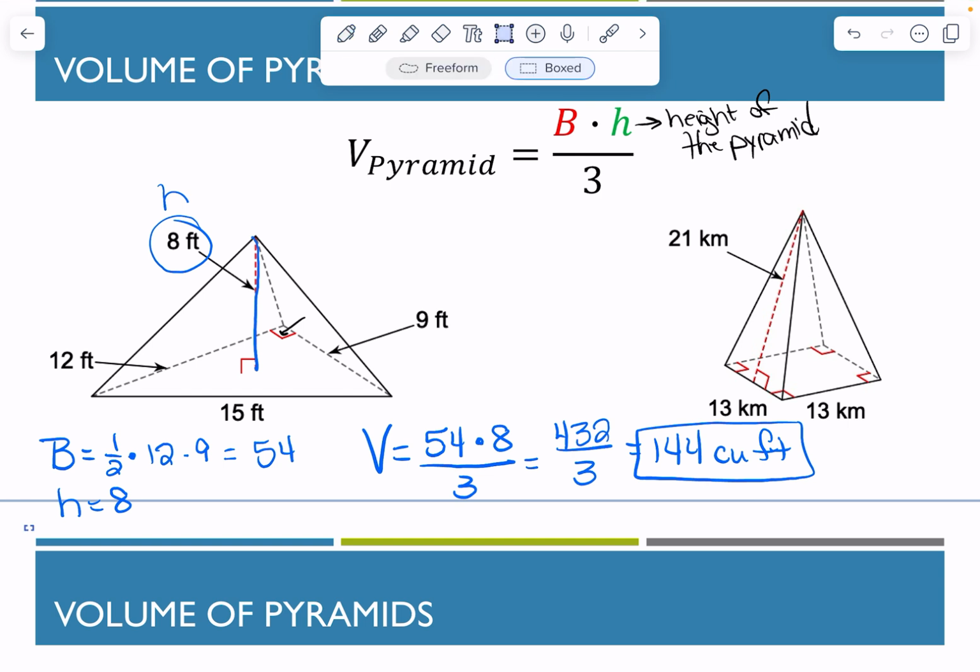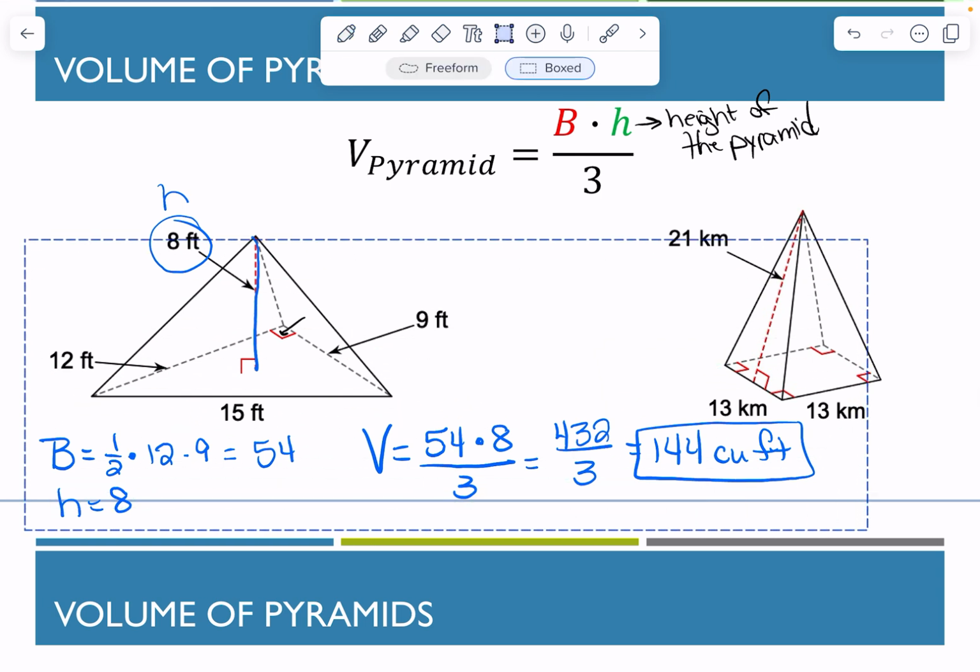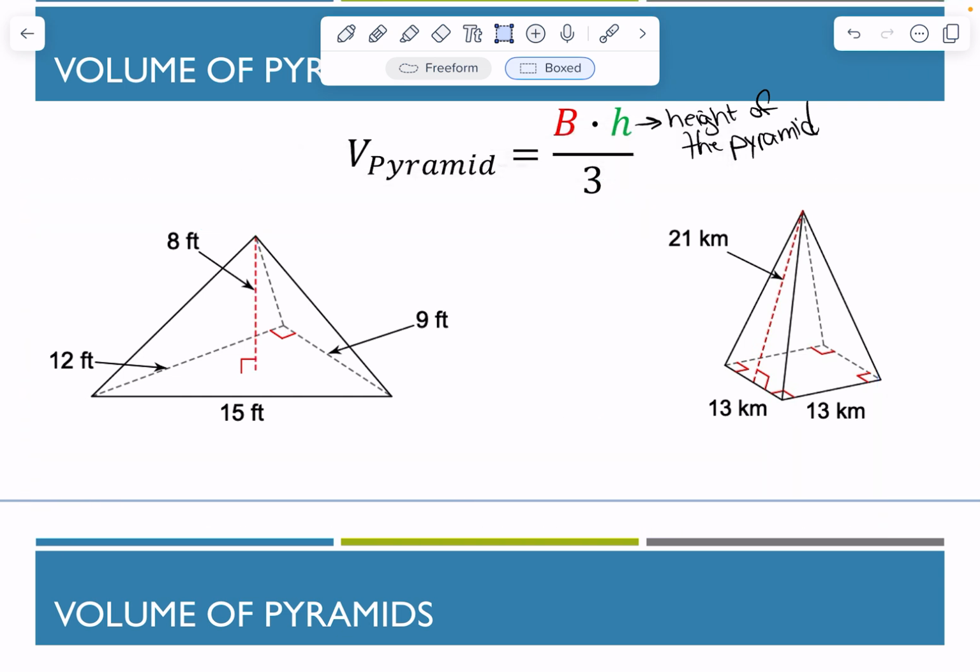All right, so here we go. We're going to erase this up. Now let's take a look at the second figure. Now, on this second figure, the first thing I need you to understand is when you look at this figure, that 21 does not represent the height. That is the slant height.